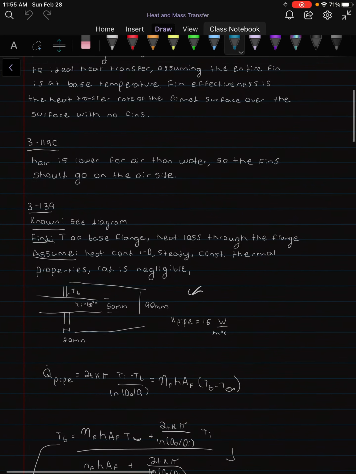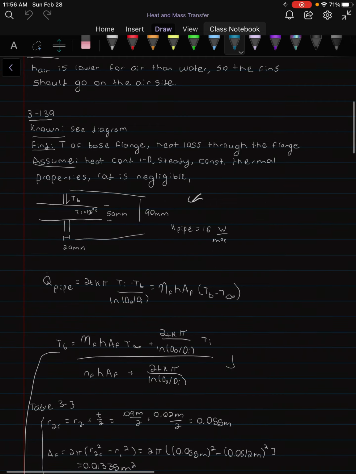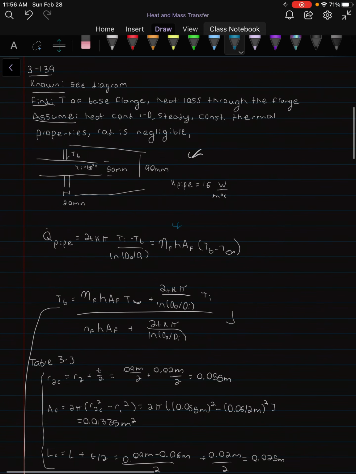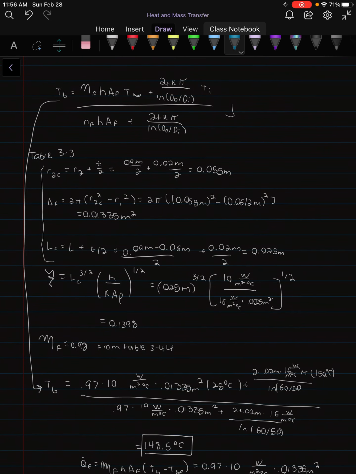To solve problem 3-139, first we want to draw a diagram for where the knowns are. So we have a fin, it's 50 millimeters in diameter, and then we have the sides, which are 90 millimeters. First we want to find the heat transfer of the pipe, and that's given as 2kπ(Ti − Tb) over L and d naught over di, and then your efficiency for convection equation. Then you can solve for Tb by changing this equation, and we'll use this later.